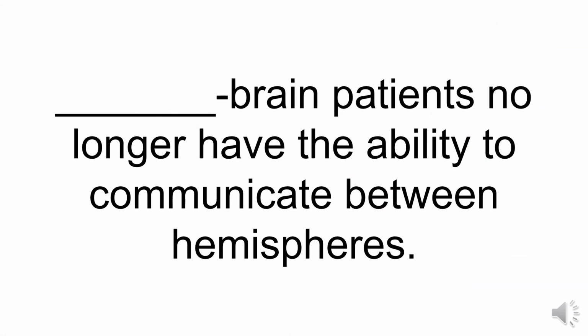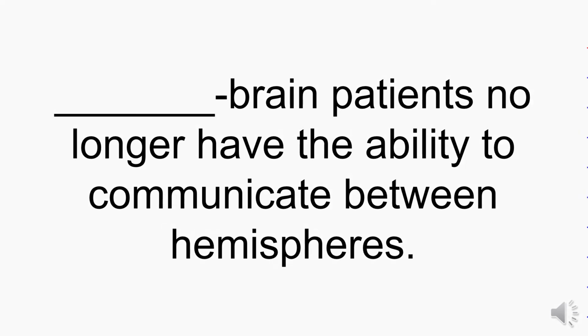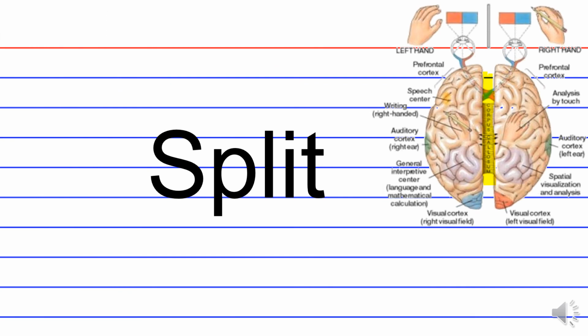Blank brain patients no longer have the ability to communicate between hemispheres. So what type of patients lose the ability to communicate between hemispheres? Split brain patients. And the reason is they suffer damage to the corpus callosum, which is the highlighted region in the middle. It's a bunch of connecting neural tissue and nerves.